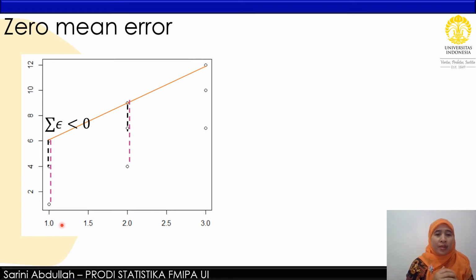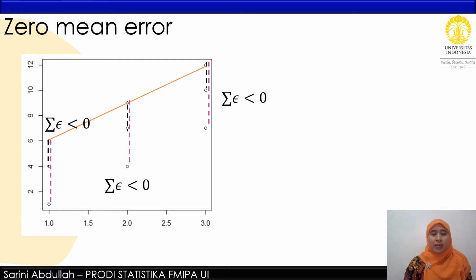A similar thing happens for the value of x equals 2. We also have a negative error for the second observation and also a negative error for the third observation. So in total, for this setup, the sum of error is negative, and the same thing happens for the last value of x. We also have negative error. So in this case, we say that the errors are negative. It means that the model is not good enough.